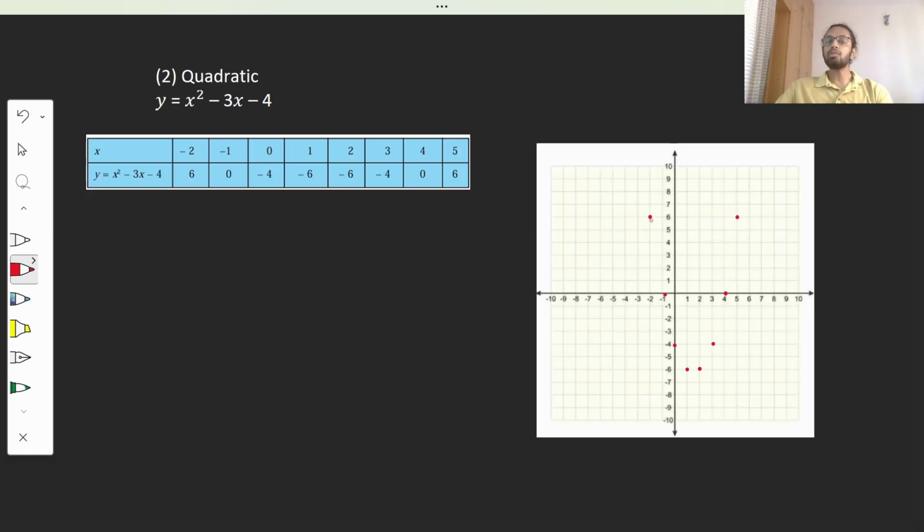Now when we join all of this, we will get a curve like this instead of a straight line as we got in the linear case. Here it is quadratic, so we'll get a curve like this. And this curve is called a parabola. And this is an open upward parabola.